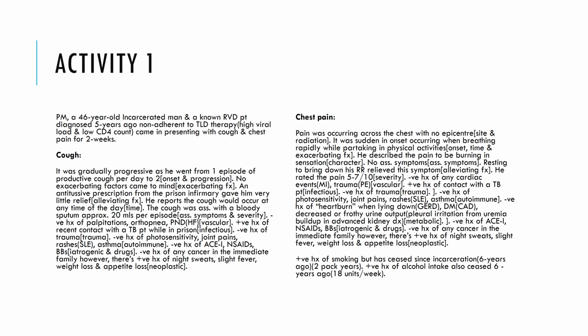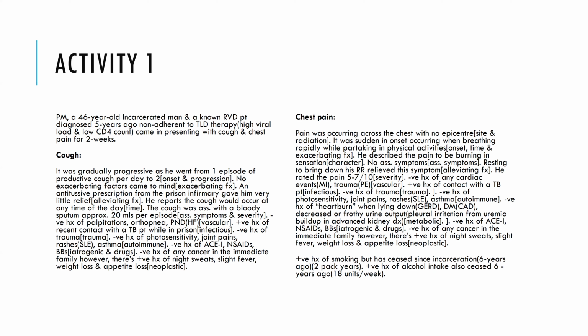For the chest pain, the pain was occurring across the chest with no epicenter. It was sudden in onset, occurring when breathing rapidly while partaking in physical activities. He described the pain to be burning in sensation. There were no associated symptoms. He would rest to bring down his respiratory rate. Resting to bring down his respiratory rate relieved this symptom. He rated the pain a 5 to 7 out of 10. There was no history of any cardiac events, trauma. There was a positive history of contact with a TB patient.